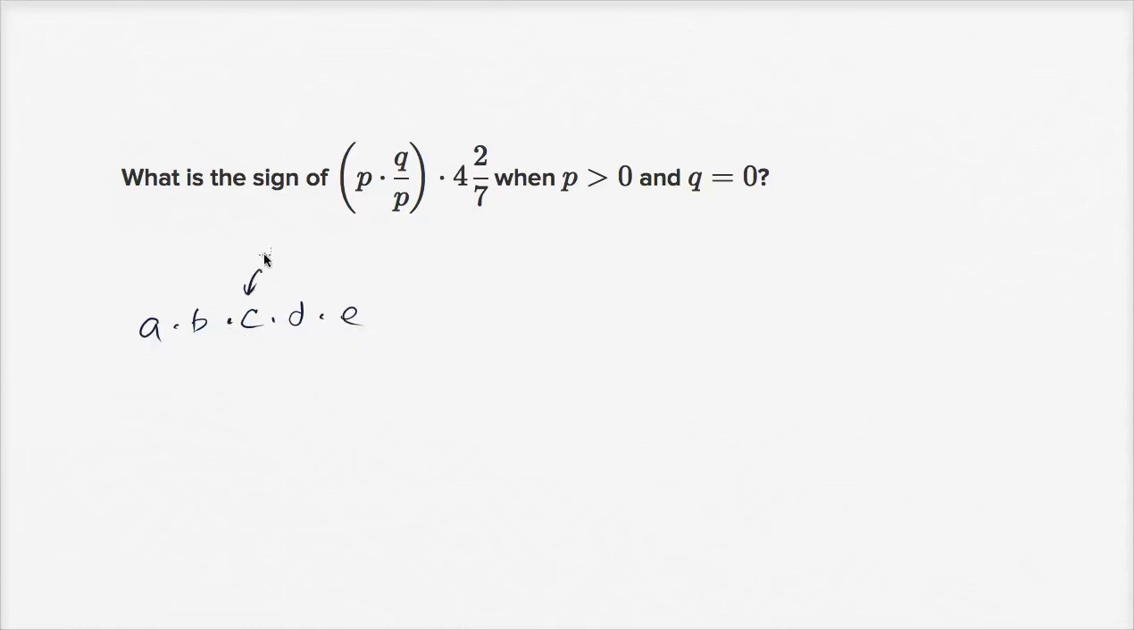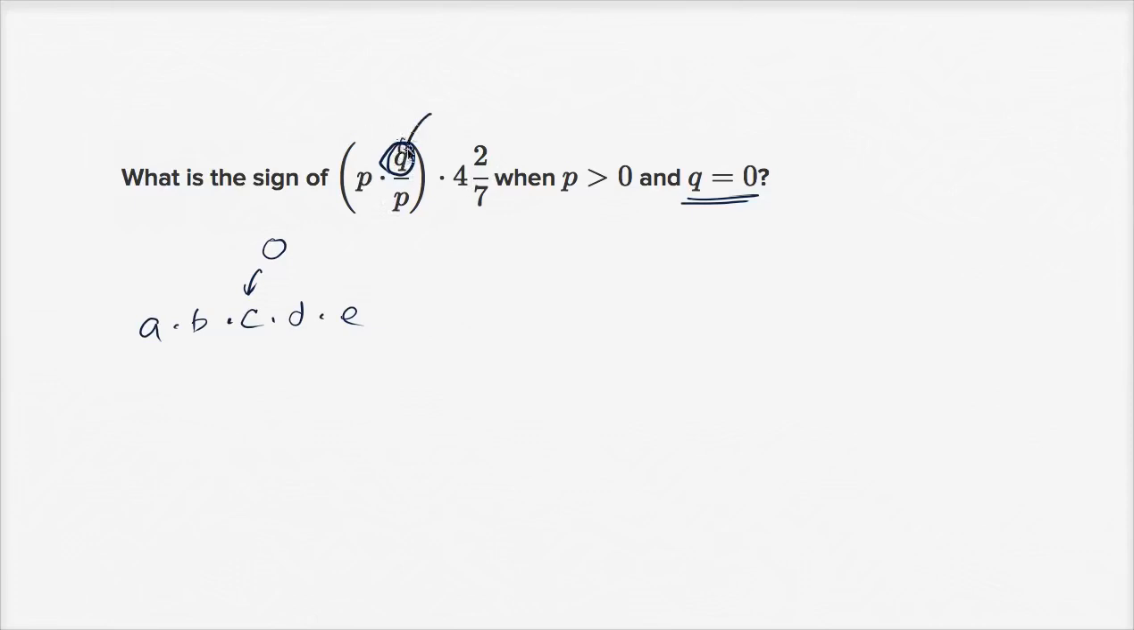If C is equal to 0, I could multiply A times B times D times E and get some number, and then multiply that times C, and anything times 0 is 0. And notice, Q is equal to 0, and Q is right over here. So I could take P divided by P, that's going to be 1. 1 times Q, that's just going to be 0. It's 1 times 0 is 0. And then you have 0 times 4 and 2/7. It's just all going to be 0.